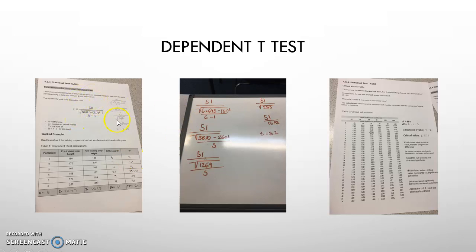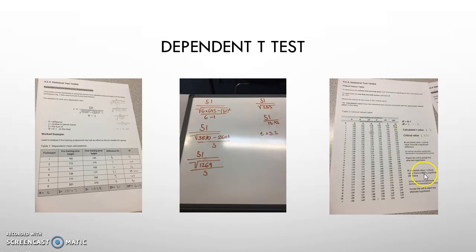And then again you've got the equation up here, and then we filled in the equation. We're going through it step by step, simplifying it, making it a lot easier, just going through all the steps. And then eventually we get the t value as 3.2. So here we've got 6 minus 1, which is 5, because the number of participants is 6. And then our calculated t value is 3.2, and the critical value is 2.571.